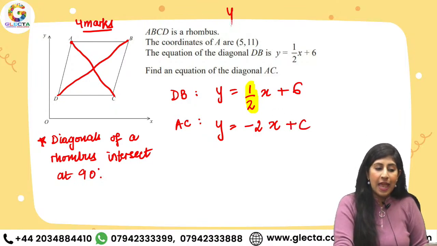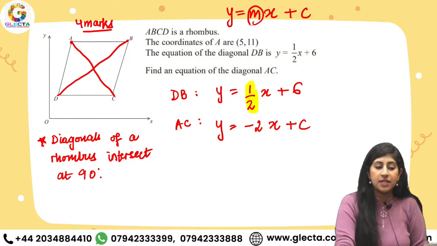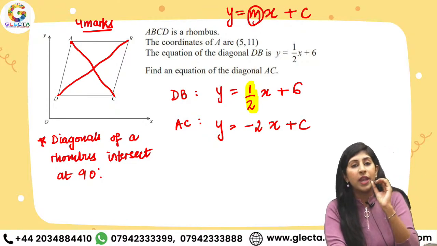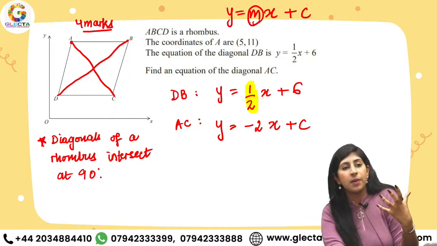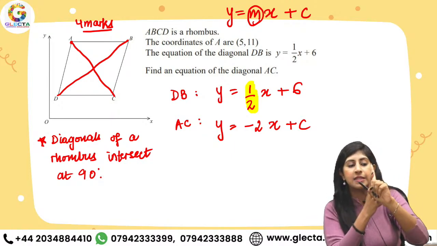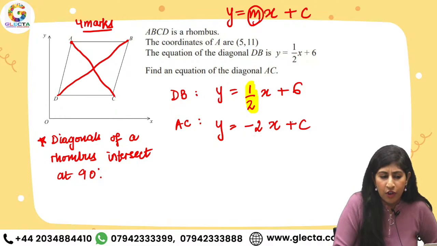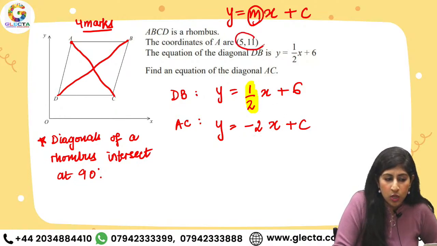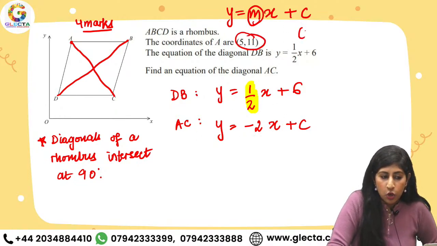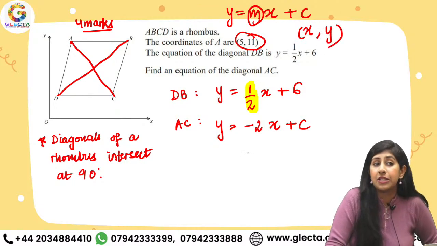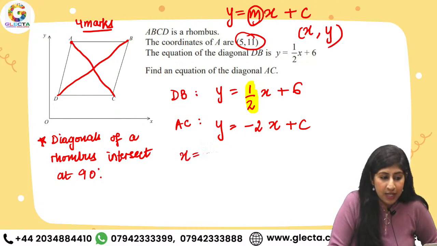y equals mx plus c. I have figured out what would be m. It is the negative reciprocal. Whenever I'm asking you the equation of something, you need two things, m and c. So over here, to find out c, substitute whatever coordinates are given. Your coordinates are always in the form x comma y. So we put in x equals 5, y equals 11. That's what we are going to do.